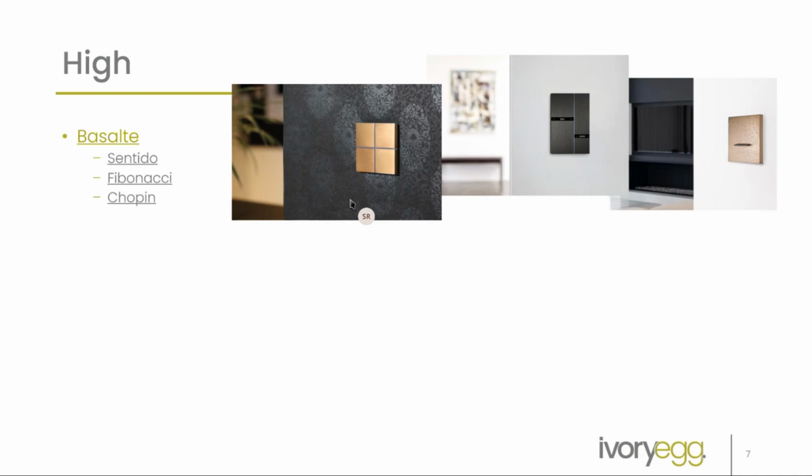So I'm sure everyone in this meeting knows the Basalt keypads quite well. So the Basalt have three ranges of keypads. They've got the Sentido, which is this square. I'm not sure if you can see my mouse here, but it's this square looking one with 4 buttons. Then you've also got the Fibonacci, which is the rectangular one, and then the Chopin, which is a bit of kind of a more modern version, heritage style with the up and down.